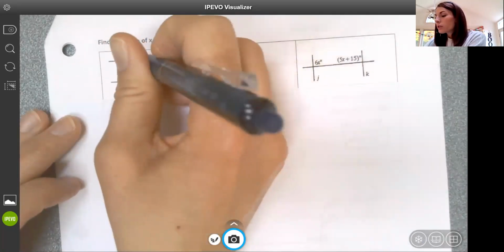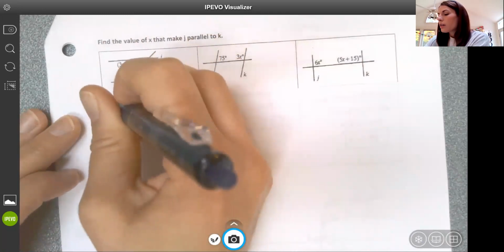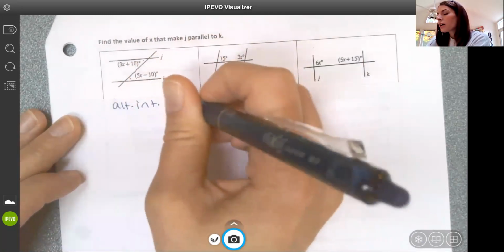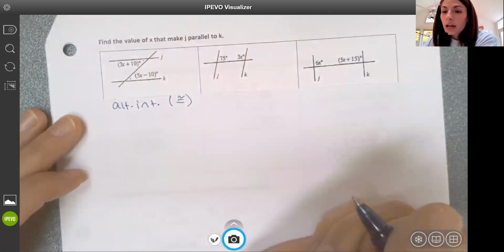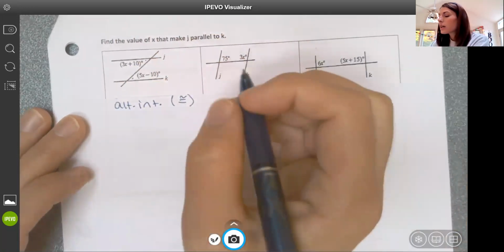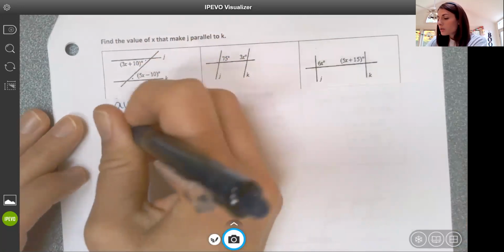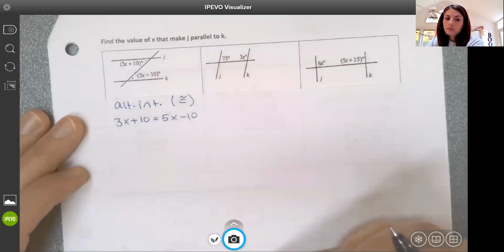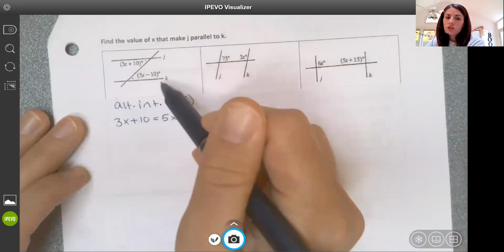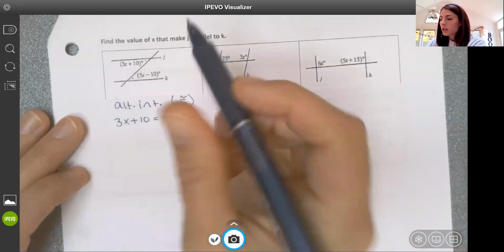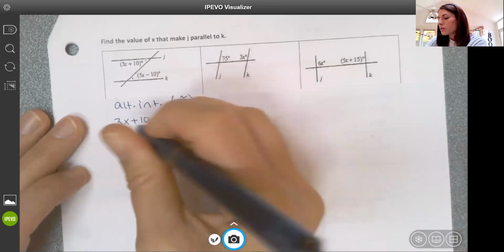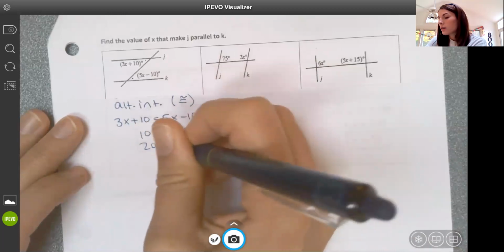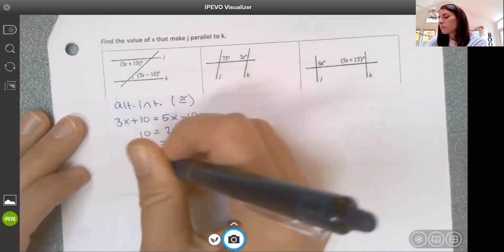So when I look at this first problem, I go, okay, these are alternate interior angles. And if I look at my diagram, I know that they're congruent. And in fact, the diagram in our notes even says if they're congruent, then I set them equal to each other. So 3x plus 10 equals 5x minus 10. Because of this relationship, I know that this is the setup. And then I just solve from there. So subtract 3x, add 10, and divide by 2.